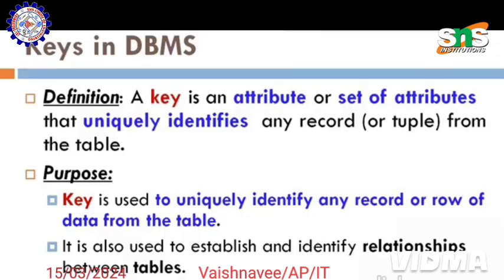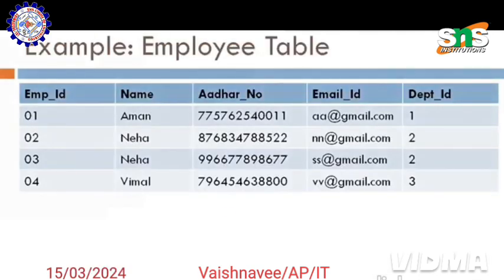Now let us see about the keys in DBMS. So let us see the definition of key. A key is an attribute or set of attributes that uniquely identifies any record from the table. Purpose: a key is used to uniquely identify a record or row of data from the table. It is also used to establish and identify relationships between tables.